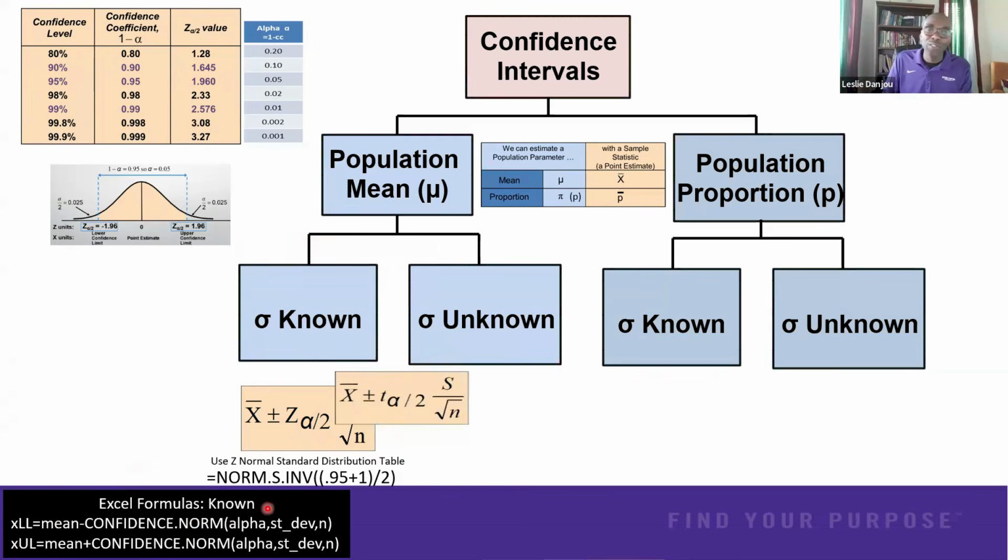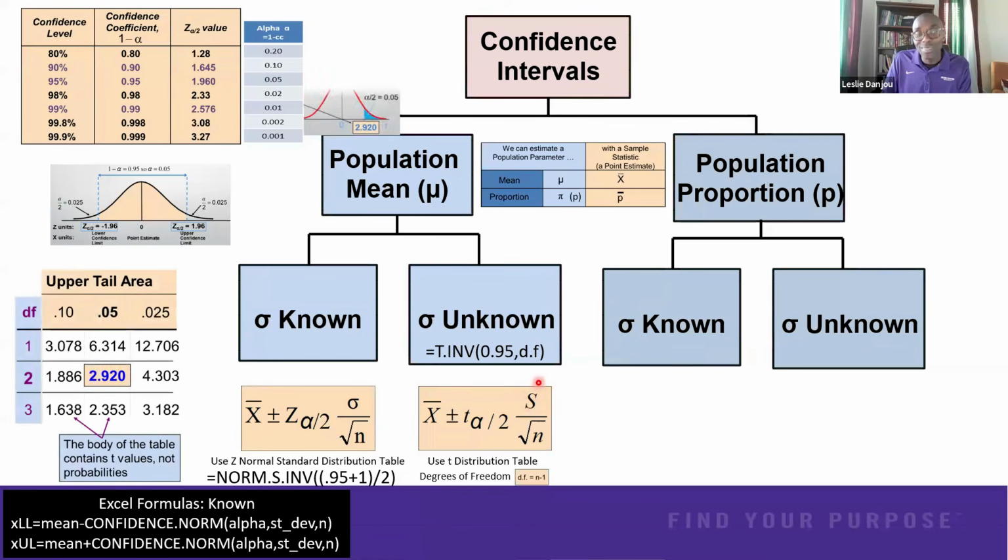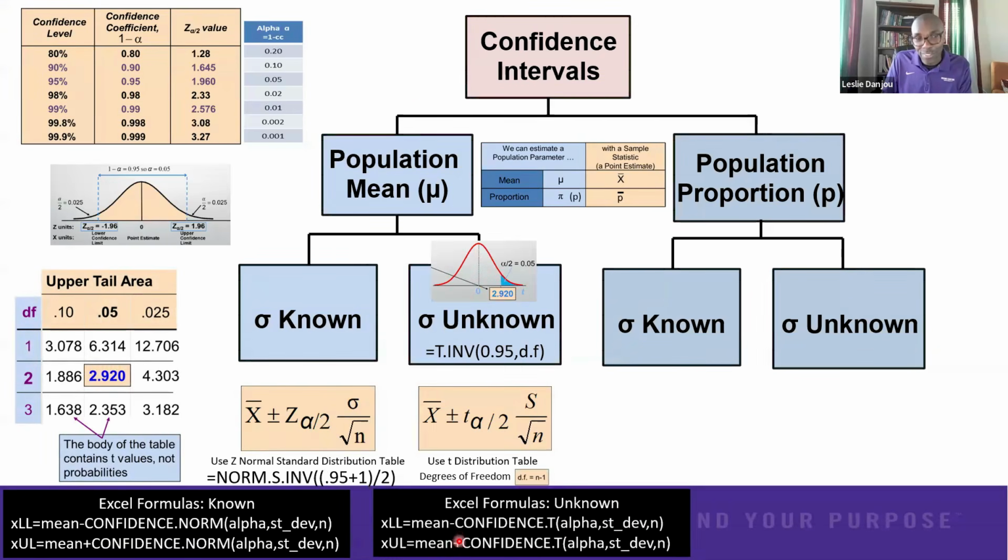If you don't know your population standard deviation, but you know your sample standard deviation, we will use these sets of Excel formulas right here: mean minus the CONFIDENCE.T. Because it's unknown, we're going to use a T value. If it's known, we just use the CONFIDENCE.NORM function. If it's unknown, it's CONFIDENCE.T. If it's known, it's CONFIDENCE.NORM because we know it.